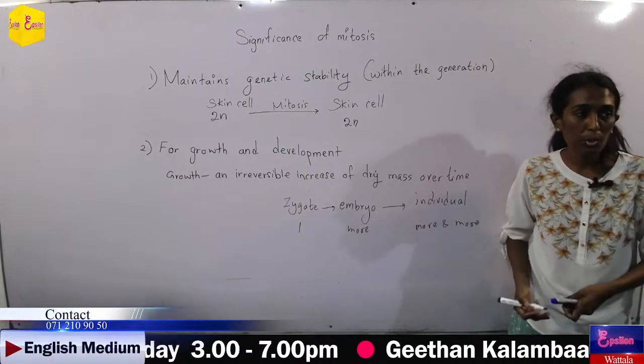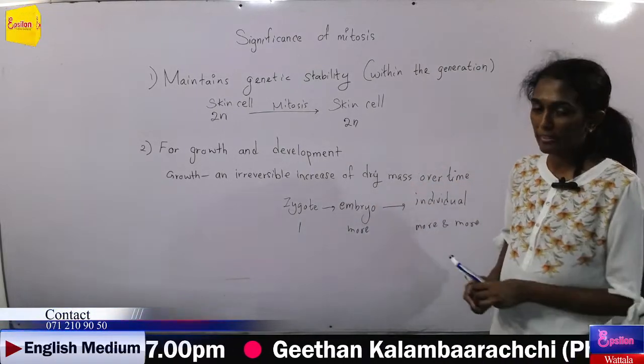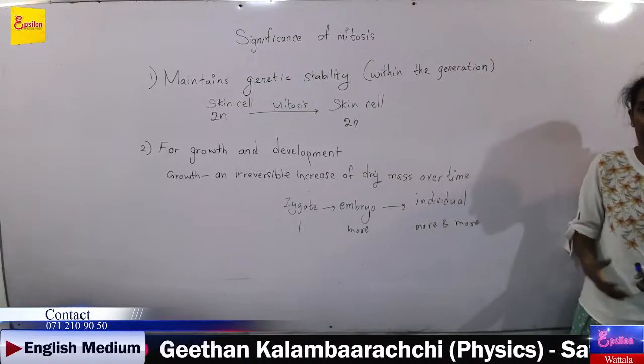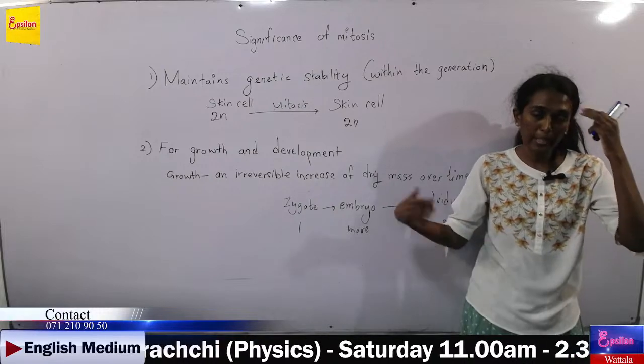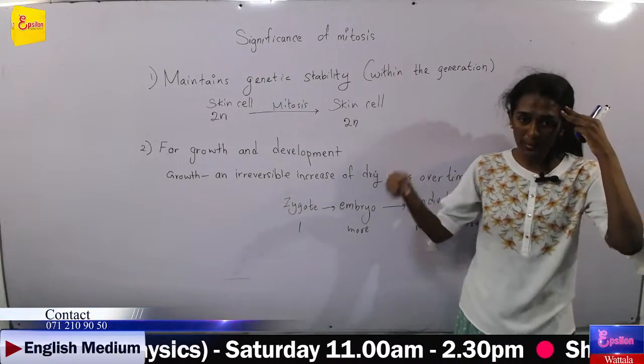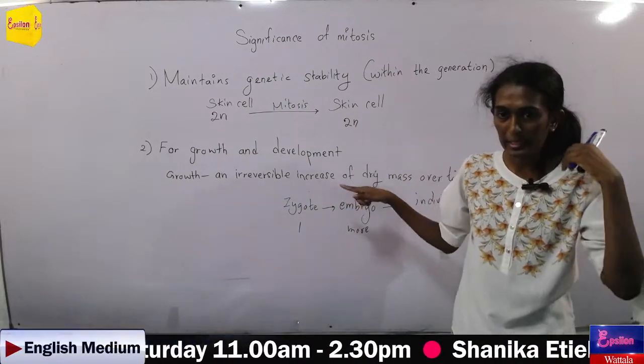And development also occurs simultaneously, which are irreversible changes during the lifespan of an organism, isn't it? So all these are because of mitosis. Mitosis increases the cell number as well as the dry mass along with that. How is it? I'll write that too.